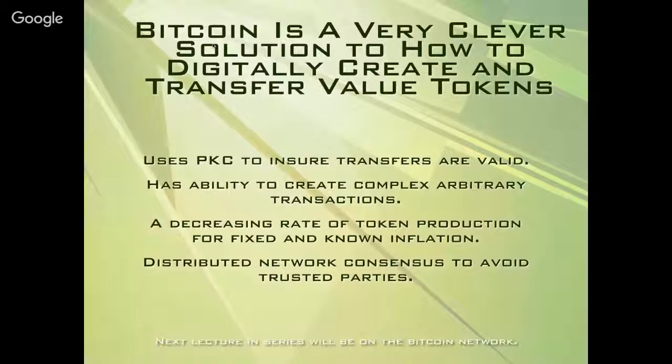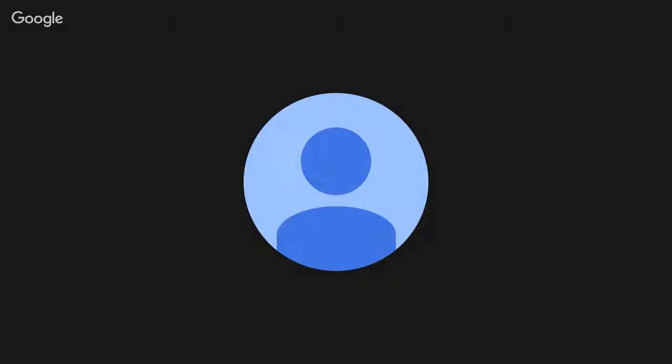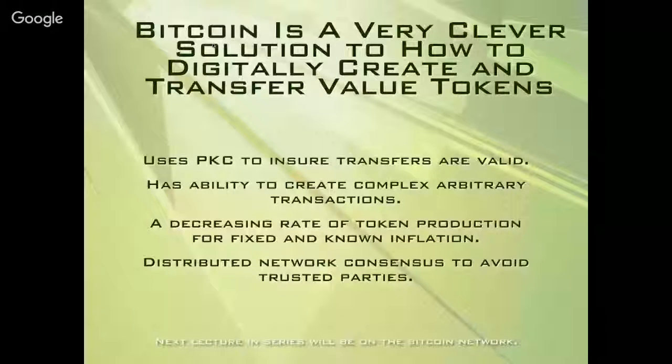It's distributed network consensus, okay, where essentially if you want to know if a block is valid, you're seeing how many nodes you're getting it from, and that basically allows us to avoid having to have a trusted party, okay?